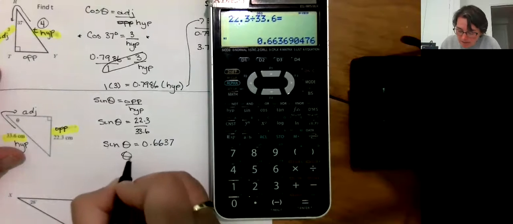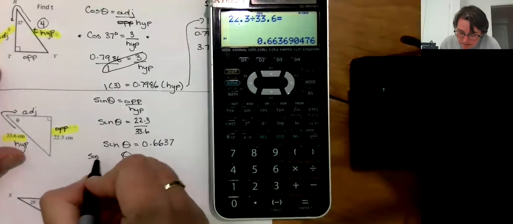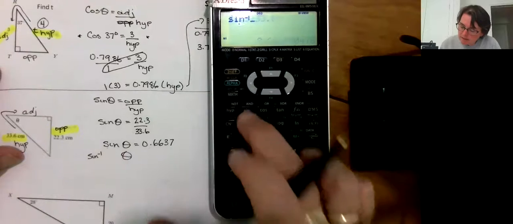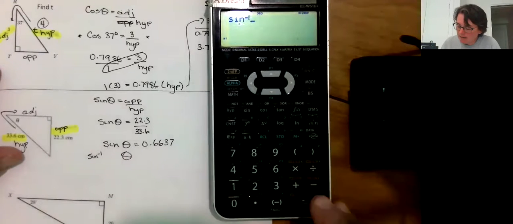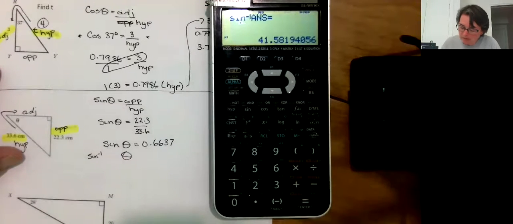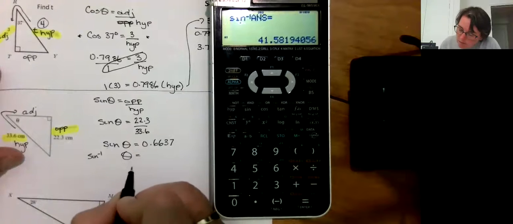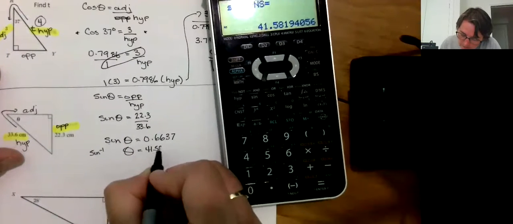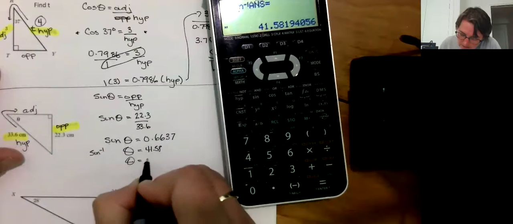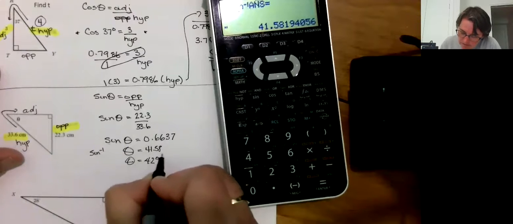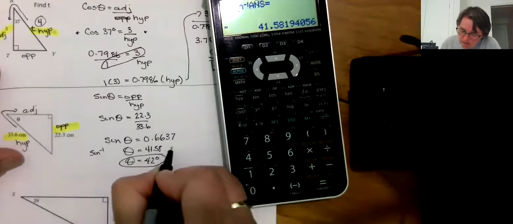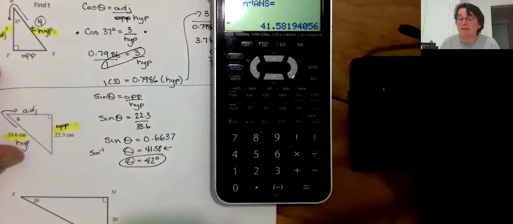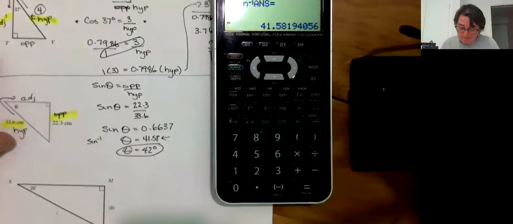So to find actual theta, I'm going to write sine -1 to remind myself what I did. Second, sine. Now, I could retype that, but my calculator is cool, and it does it for me. So 41.58, or theta is equal to 42. You don't need to write that stuff. I've just been writing it so that you guys can see when I round, that's where it's coming from.